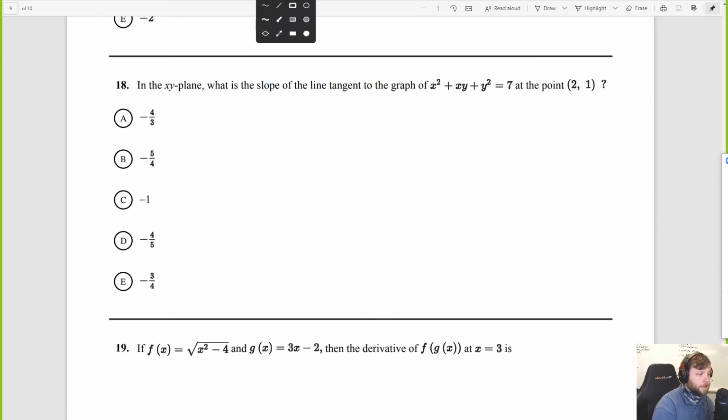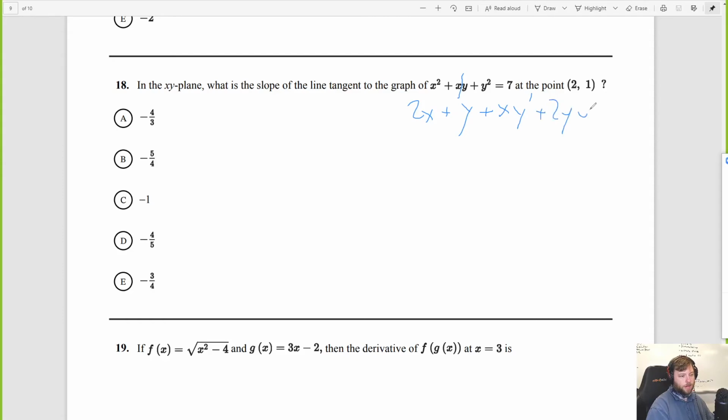Odds. Oh, so I got to do implicits. I've done this so many times now. I'm annoyed. It's 1 times y plus x times y prime. Y prime equals. Look, would I isolate y primes? No. Or you just plug in again. Times 2 plus 1 plus 2 times that y prime plus 2 times 1, 2 y prime.